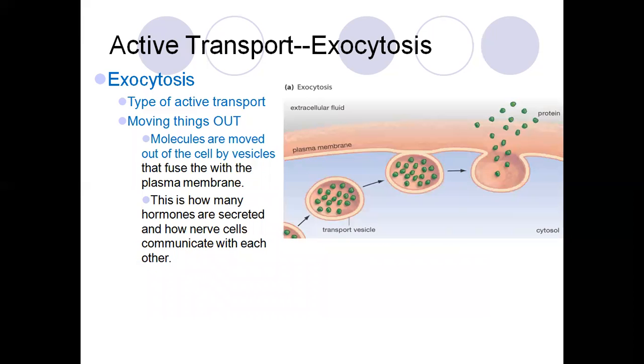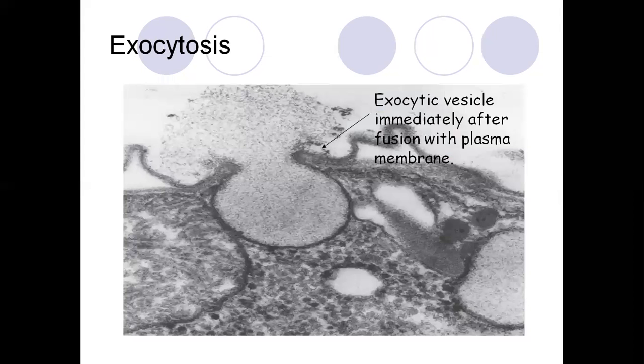So another active transport is exocytosis. Exocytosis is a type of active transport moving material out. Molecules are moved out of the cell by vesicles that fuse with the plasma membrane. This is how many hormones are secreted and how nerve cells communicate with each other. So in exocytosis, the vesicles empty immediately after fusion with the plasma membrane.